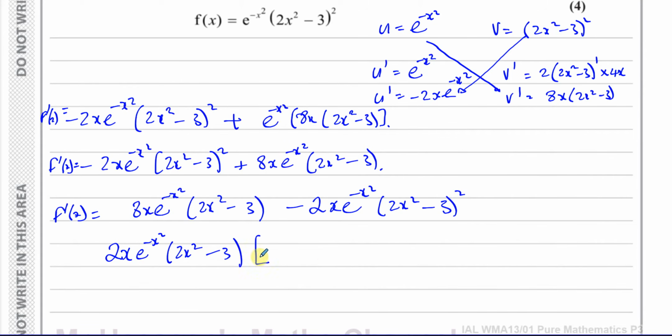So when I multiply this by this term, I have to get 8x e to the power of minus x squared, 2x squared minus 3. The only thing missing is a 4 to make that into 8. 2 times 4 is 8. The rest of it is all there.